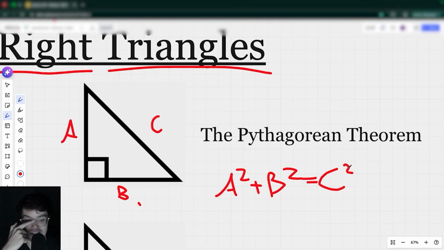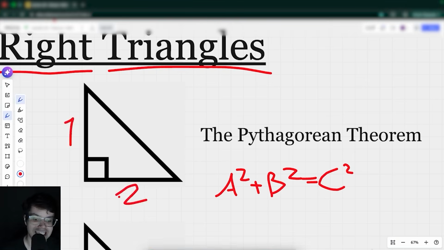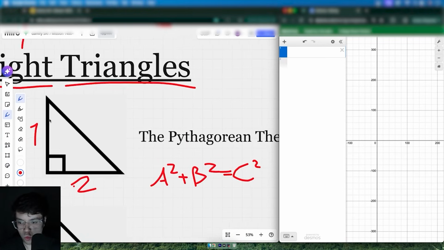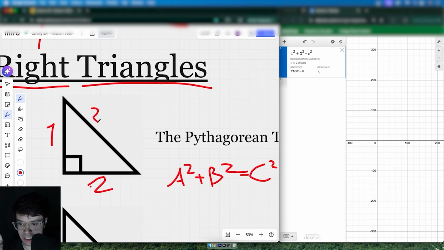Always remember to have the squared on this as well. If there's not a square, it's going to mess everything up. It's not going to work. So the way this can be used, if you, for example, just have 2 of the side lengths, like if you know this is 1 and this is 2, you can just plug it into this formula. What that would look like is 1 squared plus 2 squared equals C squared. And then we see here C must equal 2.236, so that would be the length of this one.